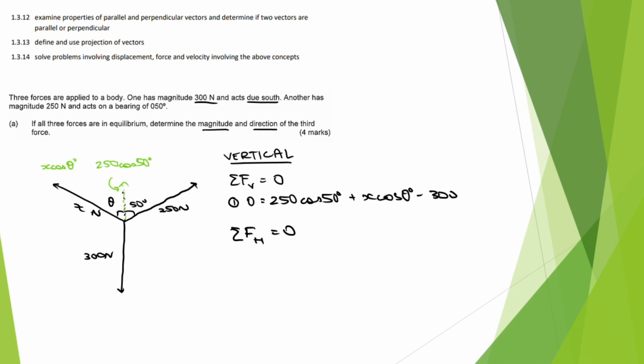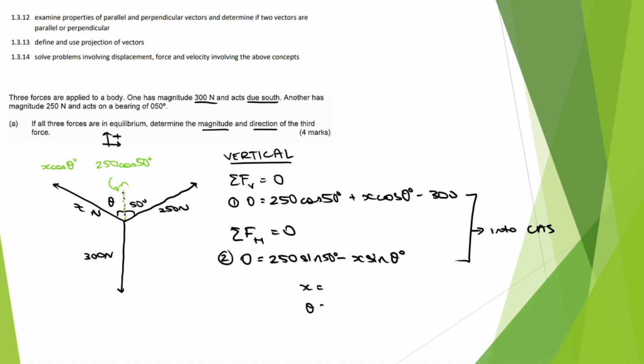In terms of my horizontal resolution, my 300 newtons is only acting in the vertical direction, so I won't consider it. I can consider to the right as positive, upwards as positive, and so my second equation is 0 = 250 sin 50 degrees - x sin theta. If I plug these two equations into my ClassPad, I will get my solutions for x and theta.